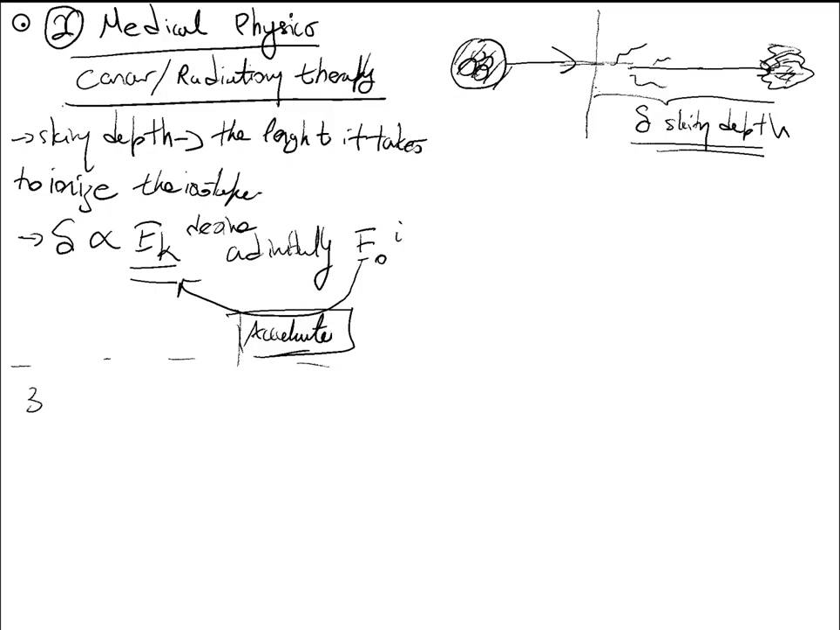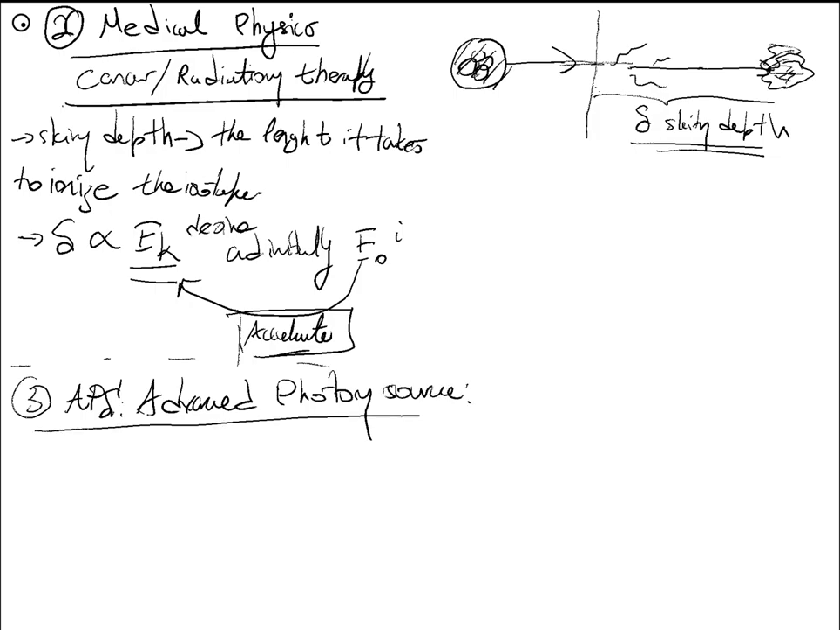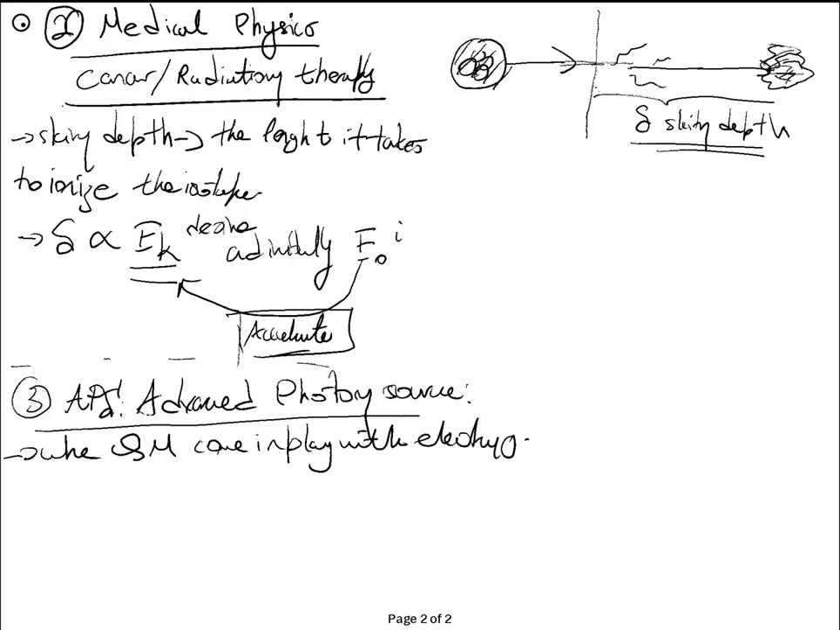Another thing that we can talk about is, for instance, an institution that exists, APS, or Advanced Photon Source, and the name stands for it, photon source. And this is where some QM, quantum mechanics, comes into play with electrons. Why? Because they have such a small mass. The mass of an electron is really small compared to other particles.